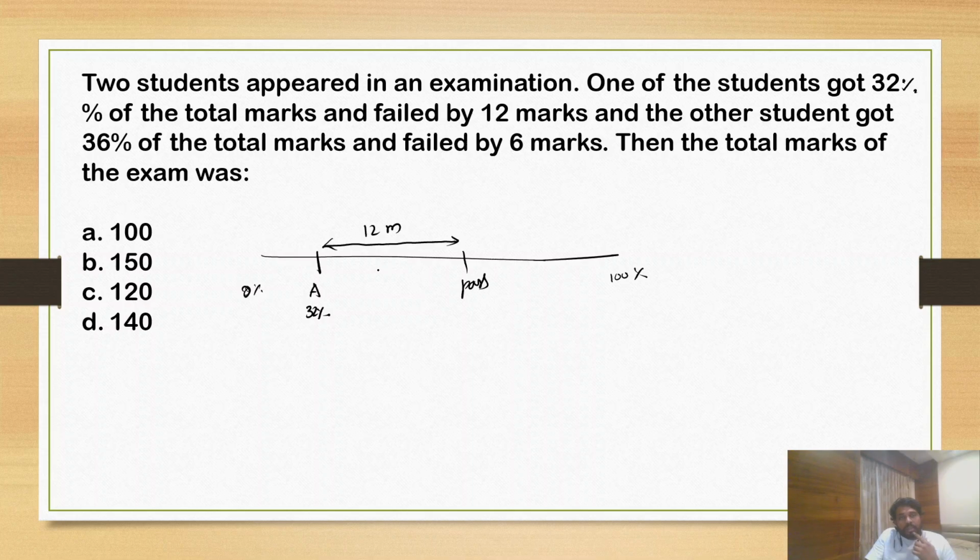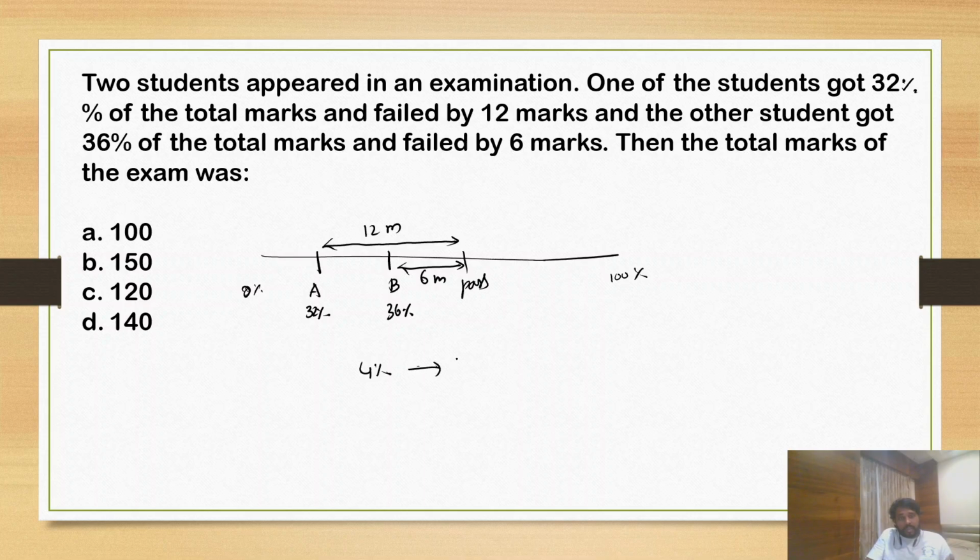There is another person who also failed and got 36% of the total marks. Let's say this is B. B got 36% and failed, so his marks are less than the pass marks. B stands at a distance of 6 marks from the pass marks. Correct? So B got how much percent more than A? 36 minus 32 is 4%. If A failed by 12 marks and B failed by 6 marks, then B got 6 marks more than A, no?